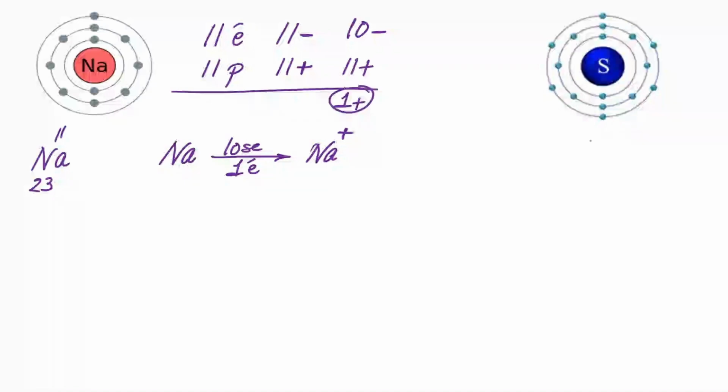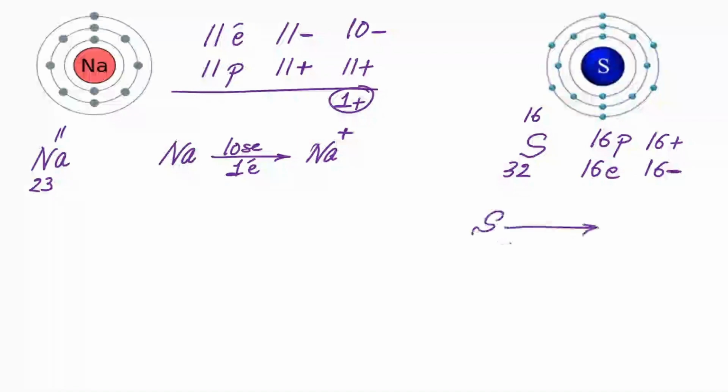The other example here is sulfur. Sulfur is 16-32. Sulfur has 16 protons and 16 electrons, so 16 positive charges and 16 negative charges. When sulfur is involved in a chemical reaction, it tends to gain 2 electrons and becomes a negatively charged ion. How did we get this overall charge? Gaining 2 electrons means 18 negative charges and still 16 positive charges. So what is the overall charge here? 2 negative charges.